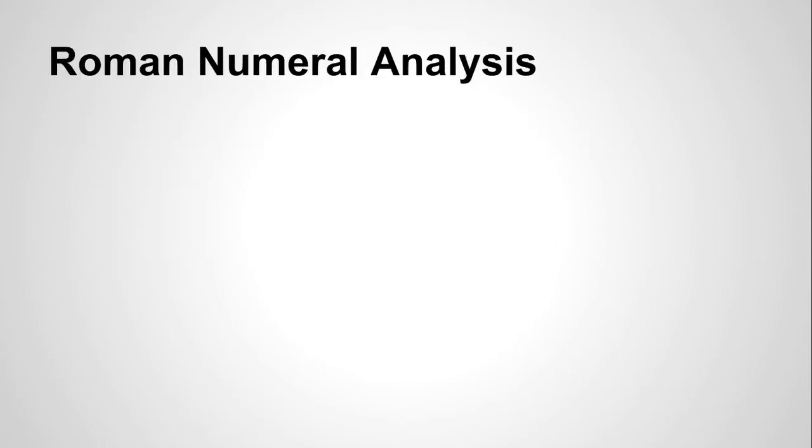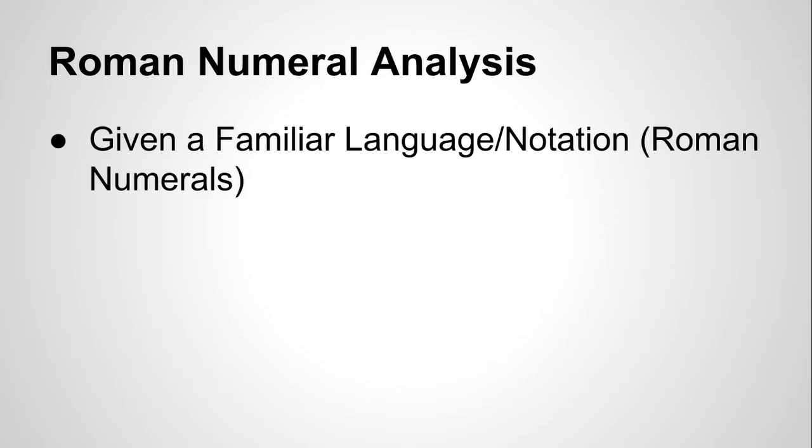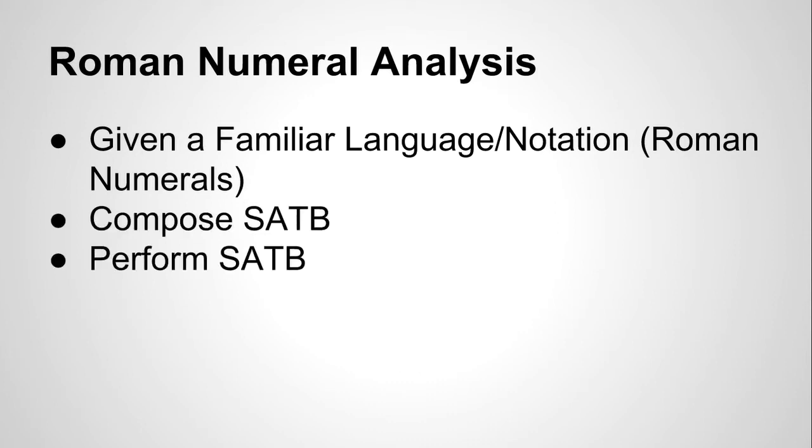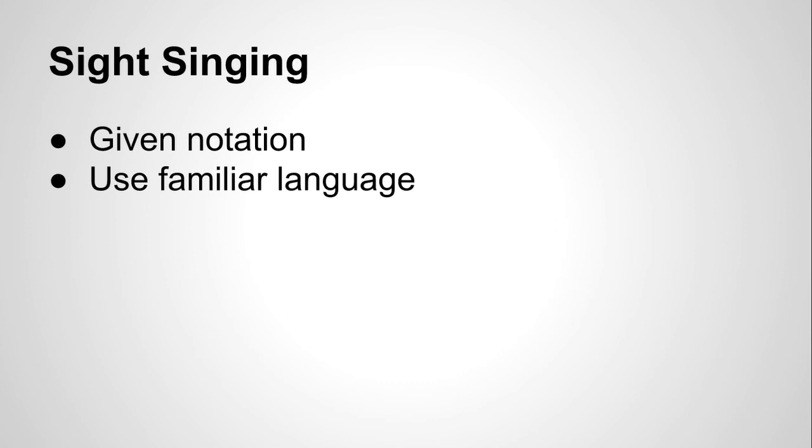And then another form of what we're going to do in this class is called Roman numeral analysis. What that is, if I give you Roman numerals, like a 1 chord, a 4 chord, a 5 chord, and I just say the numbers with nothing else, can you turn it to SATB? And then, can you perform SATB? And finally, probably the one that most of you will be familiar with is sight singing. We will be sight singing in this class, which is given musical notation, now turn it into familiar language like do, re, mi, fa, sol, la, ti, do in your head, and then perform that music.